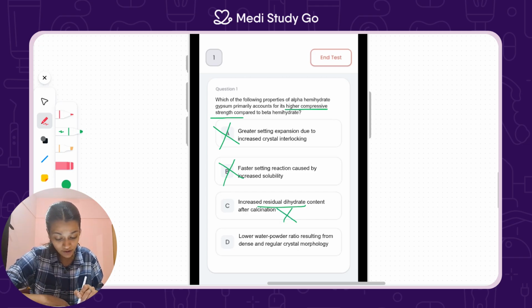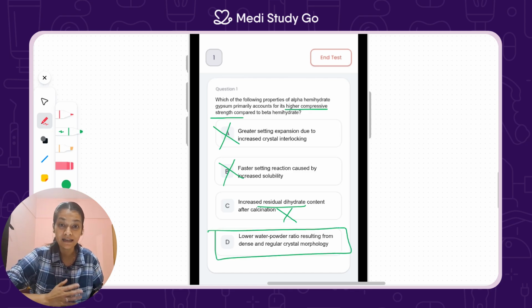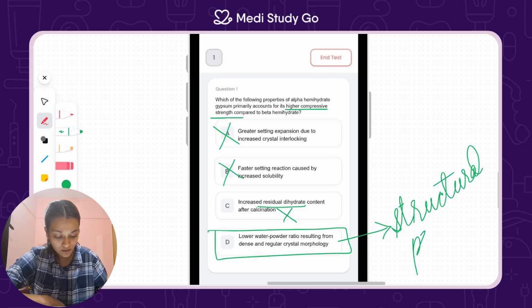Lower water powder ratio resulting from dense regular crystal morphology. Exactly. The denser the structure, more is the compressive strength. It is directly related to the structural property of your gypsum product. And I hope this was easy for you to understand.